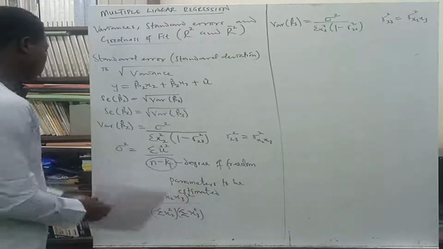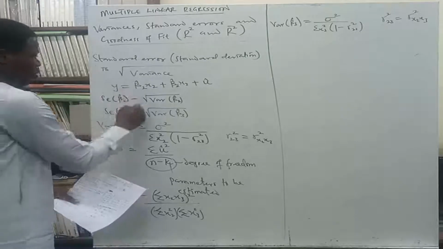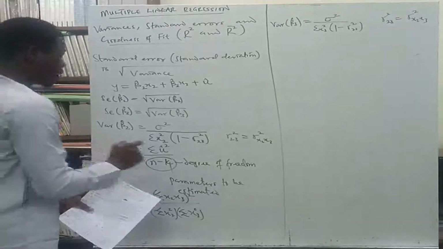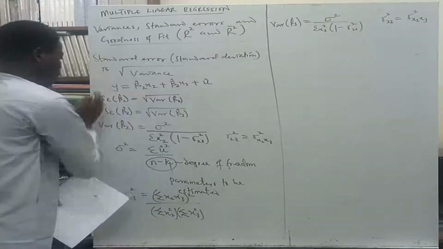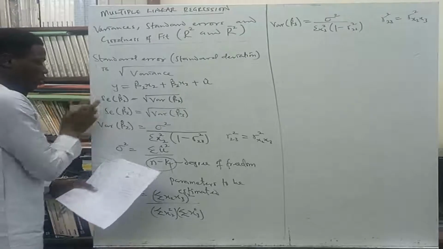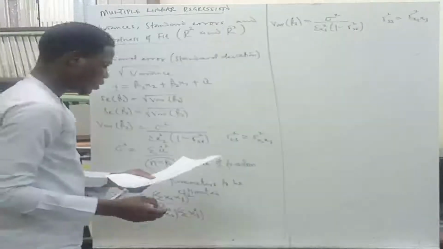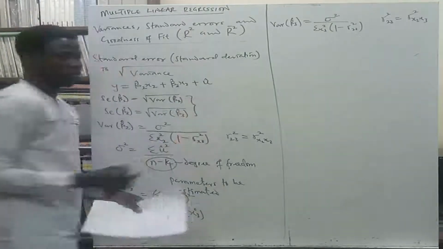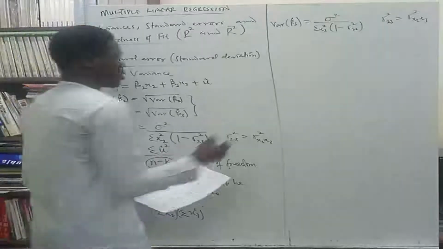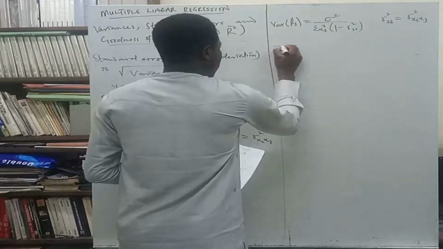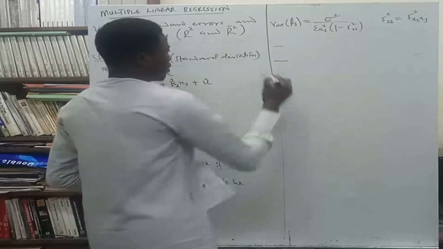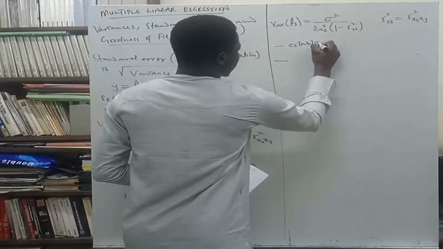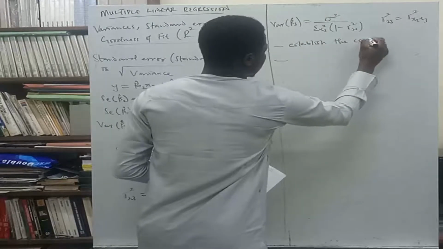After doing this, you get a variance for beta 2. You take the square root, and that becomes the standard error for beta 2. You get the variance for beta 3, take the square root, and that becomes the standard error for beta 3. Now the important question is, why are we computing the standard errors for beta 2 and beta 3? There are basically two reasons why we are doing that. The first reason is to establish the confidence interval.